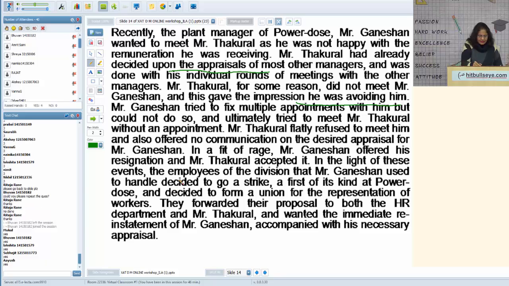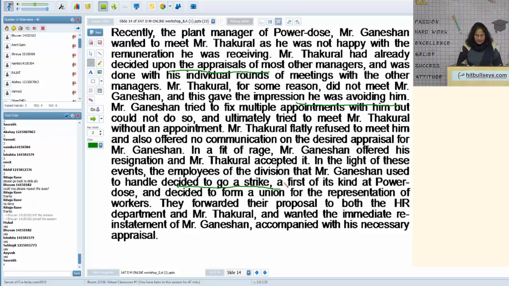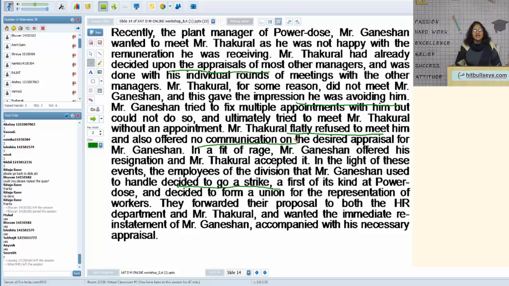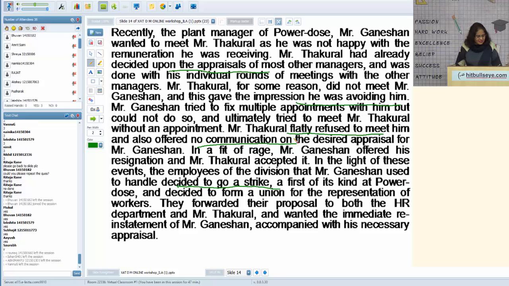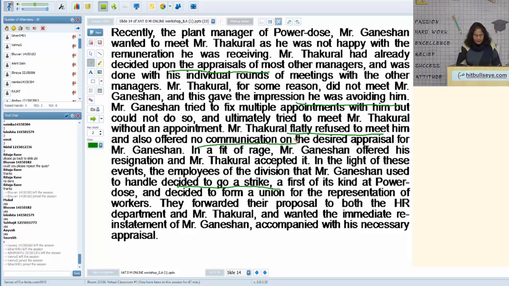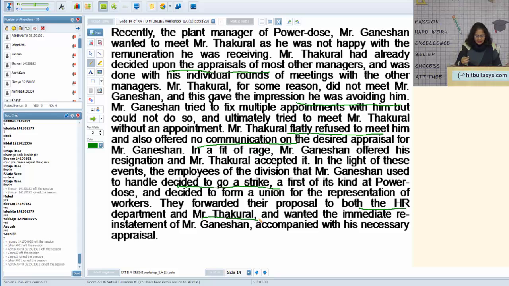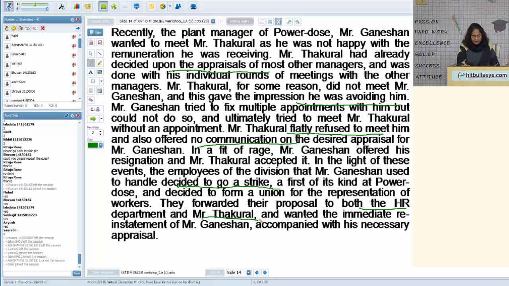So Mr. Ganeshan decided to go on a strike, a first of its kind, and decided to form a union. And why did he do so? Because, in a fit of rage, Mr. Thakural flatly refused to meet him and offered no communication. No communication in any organization, in any situation, is a bad situation. It's a bad decision. Talking and resolving is very important. Communication is very important. Okay, so they go on a strike and forward their proposal to both the HR department and Mr. Thakural. And Mr. Ganeshan, who had offered his resignation, the union wants that he should be immediately reinstated, accompanied with his necessary appraisal. Okay, let's move on to the next one.